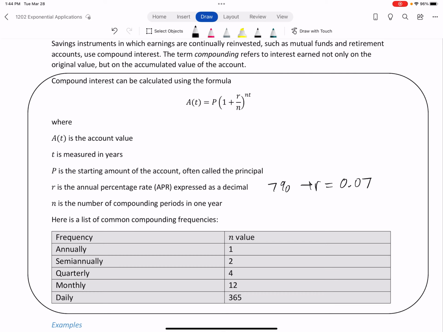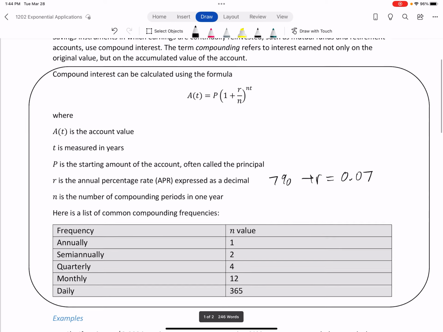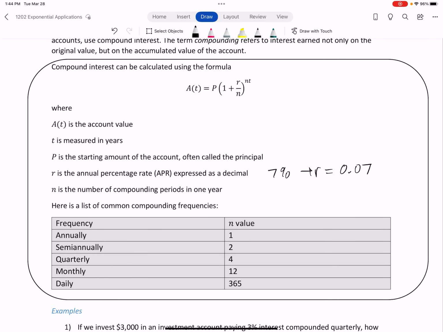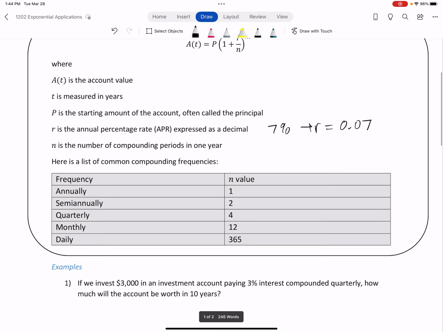So here's sort of a table that gives you that. If you do it annually, you're going to have just one period. Quarterly, 4 times a year. Monthly, 12. Daily, 365. And if we want to find out how much we have after a particular amount of time, we just put in all the pieces to that formula.